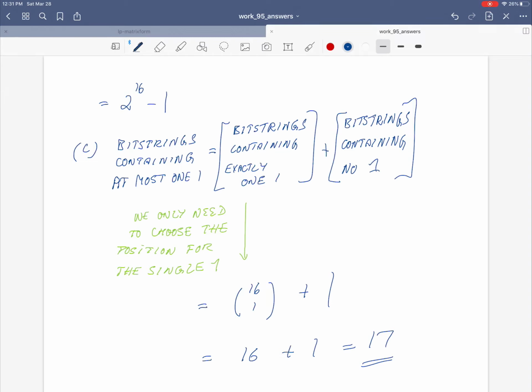And finally, part C, how many bit strings contain at most 1 one? We will divide into two cases: bit strings containing exactly 1 one and bit strings containing no 1. For the bit strings containing exactly 1 one, we need to choose the 1 position out of 16 for the single one. There are 16 choose 1 choices. Bit string containing no 1, that's 1, the all-0 bit string. So 16 choose 1 when we evaluate is 16, plus 1 is 17. So 17 is the answer for part C.